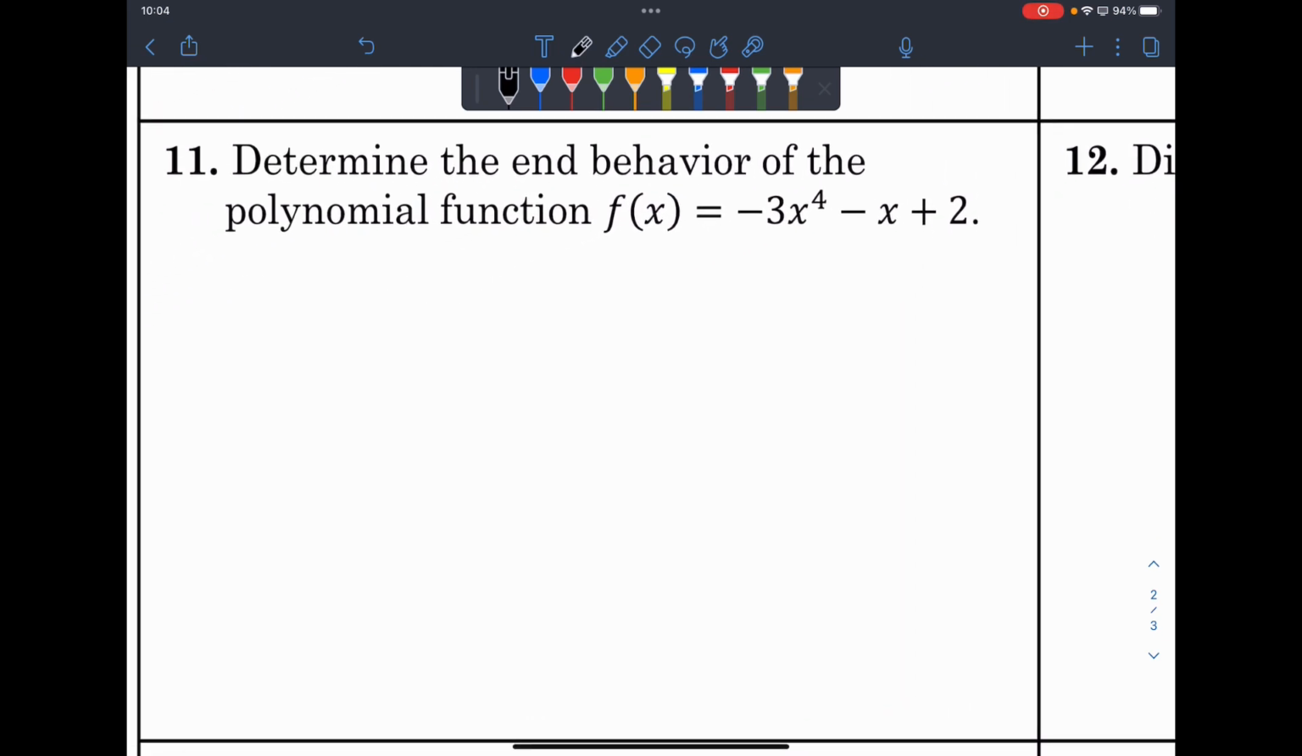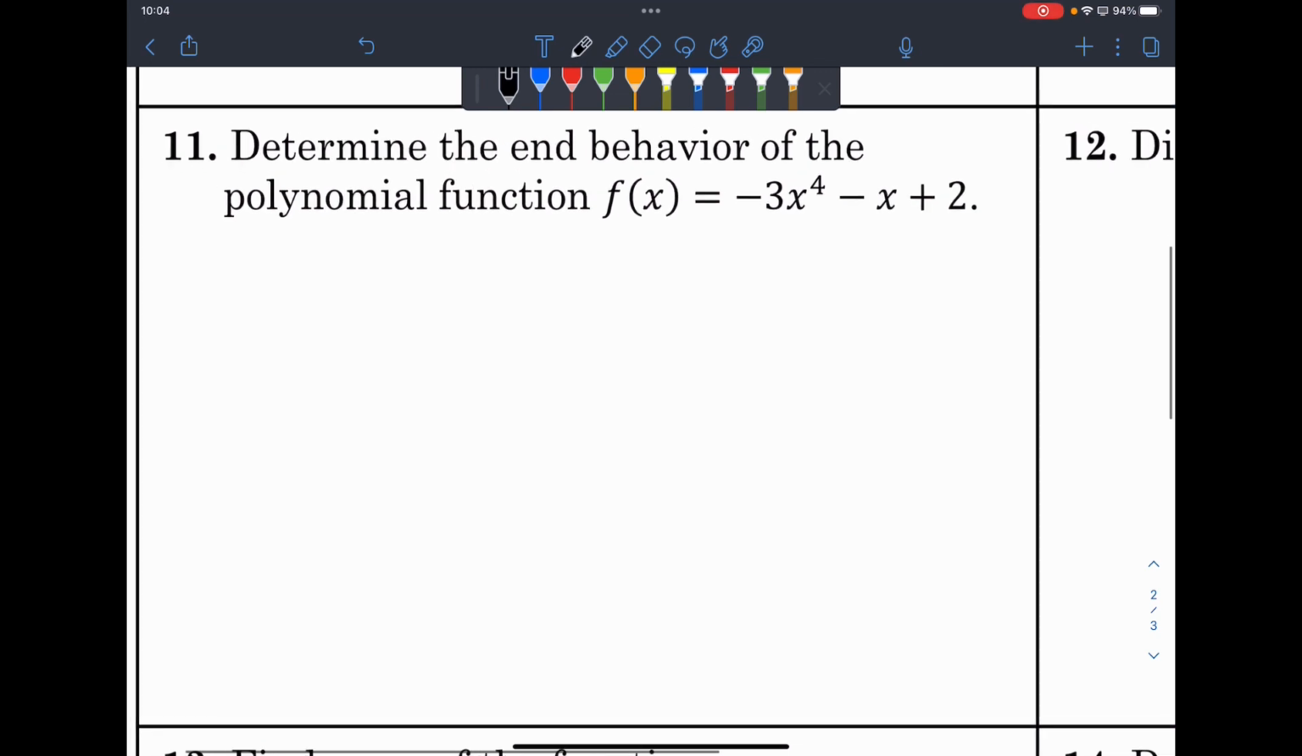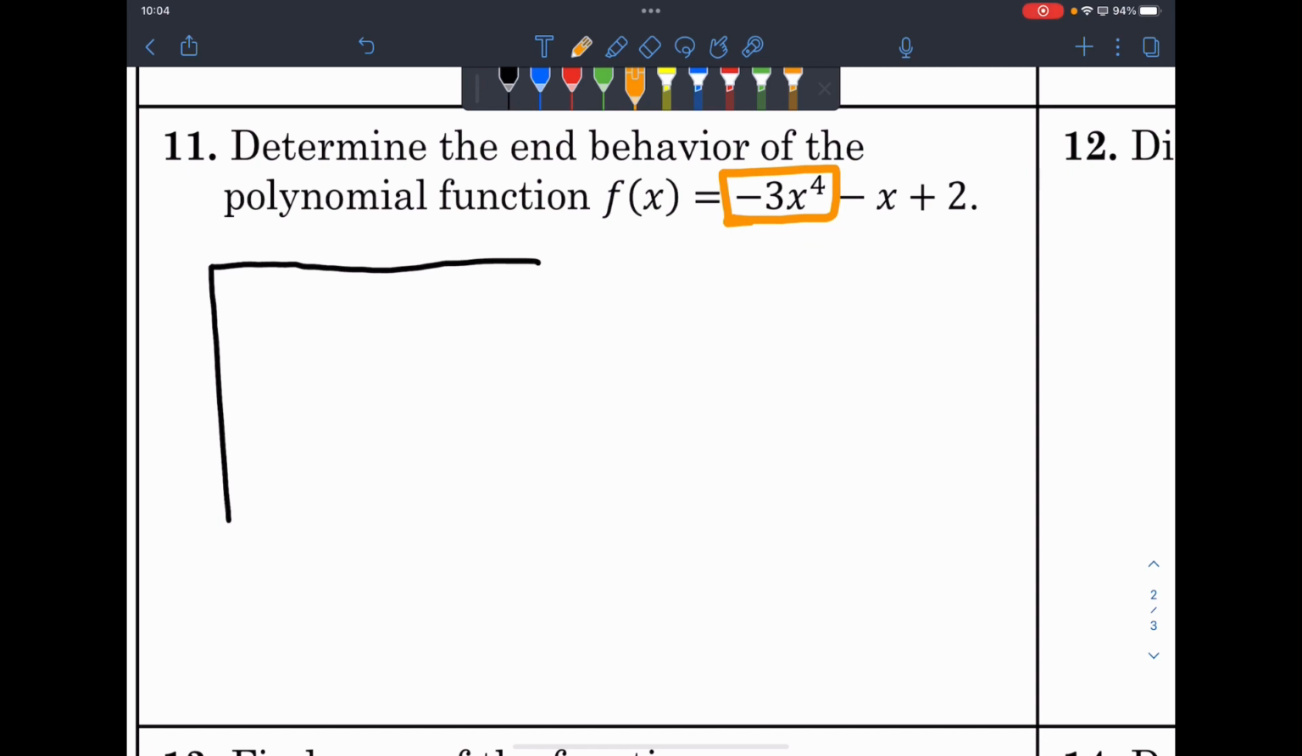Let's move on to the next example. Let's determine the end behavior of the polynomial function. Well, to do that, we're going to use this here. You need to remember this part right here. So we use, again, the leading coefficient test. So this is the leading coefficient.